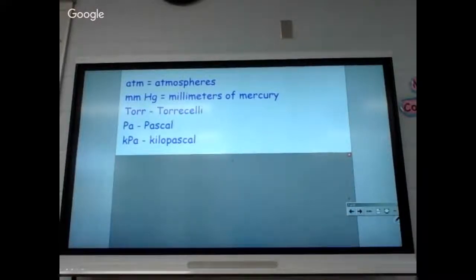These are the abbreviations, and these are what they stand for. Now, ATM, half of y'all are gonna say atoms, and I will correct you every single time. They are not atoms. They have never been atoms. They are never going to be atoms. Atoms does not have an abbreviation. ATM stands for atmospheres. Okay, millimeters of mercury is based on the barometer. All right, torr is Torricelli. PA is Pascal. And KPA is kilopascal.